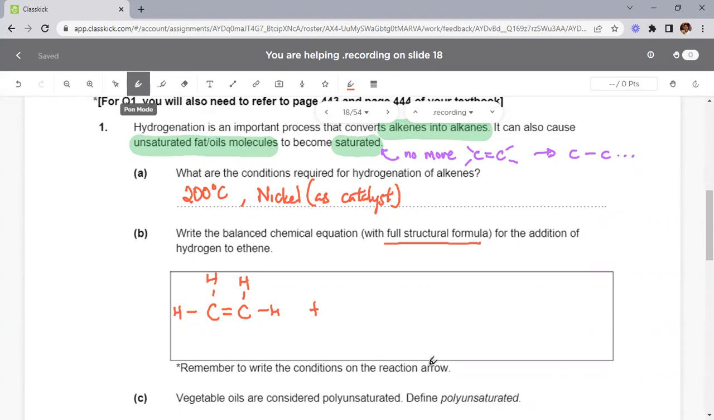What I'm going to do is, I know hydrogenation is to add hydrogen. So hydrogen, this is the structural formula: 2 hydrogens bonded with a single bond. Now, because this is an organic equation, you need your conditions on the arrow. So 200 degrees Celsius and then nickel as catalyst.